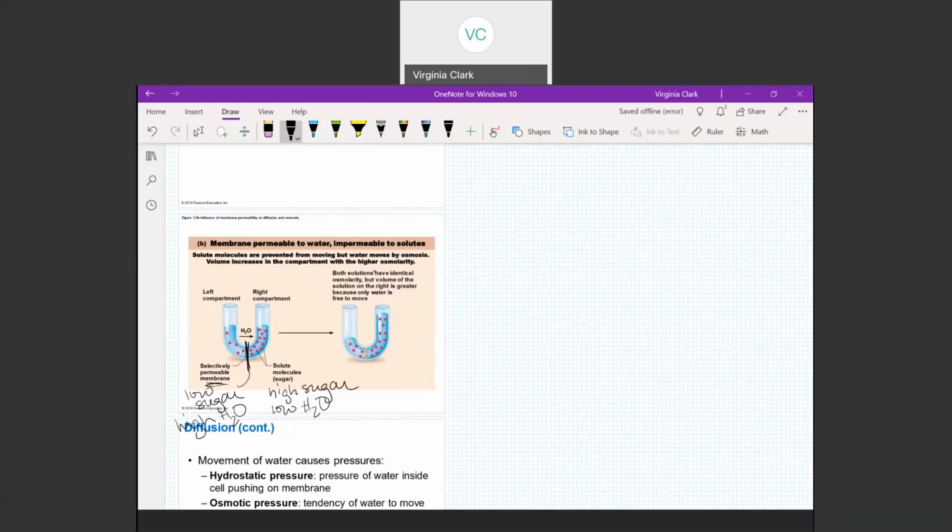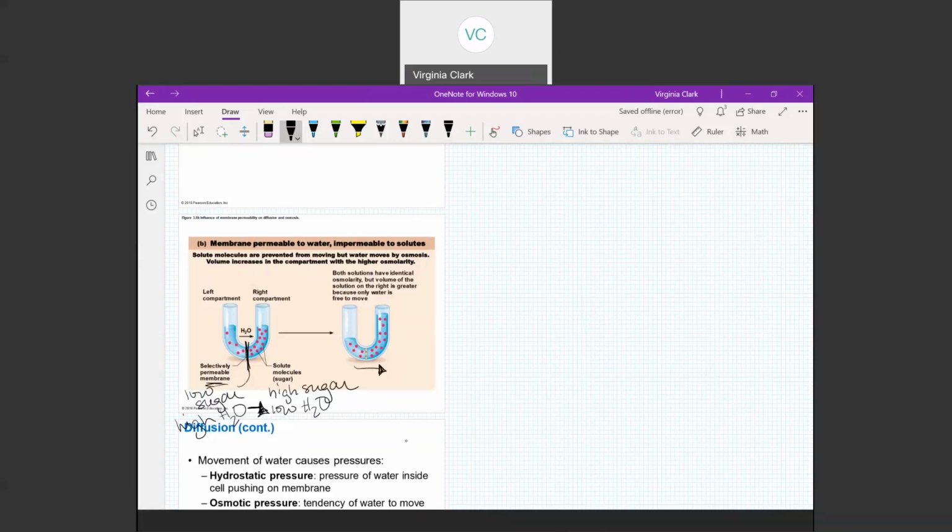So things are going to move down their concentration gradient. If the sugar can't move, the water will move. So water will move this way. So you can see how if the water has moved this way, it is now equal on both sides for the concentration because the water has shifted and the water has moved.